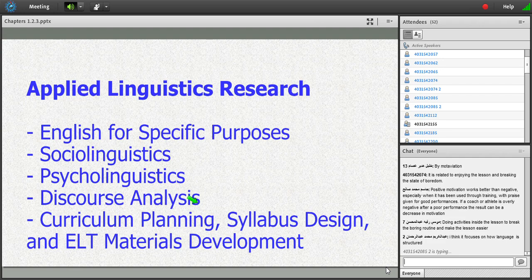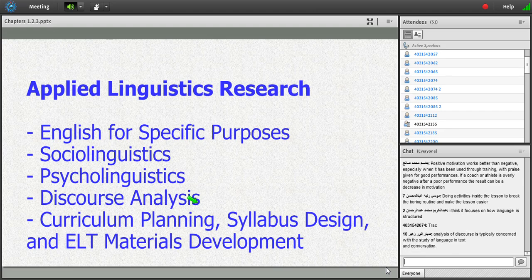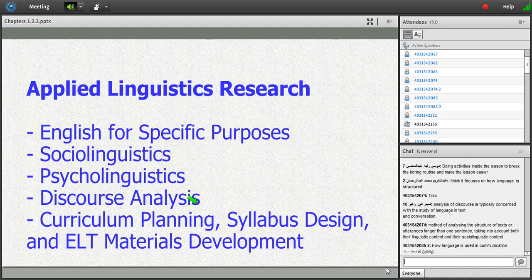It focuses on how language is structured. Exactly. Discourse is long stretch of text. So when we say discourse analysis, it means analyzing the texts. The text can be written or can be an oral source. For example, you want to see, let me read what you wrote actually with your friends. Analysis of discourse is concerned with the study of language in text and conversation.